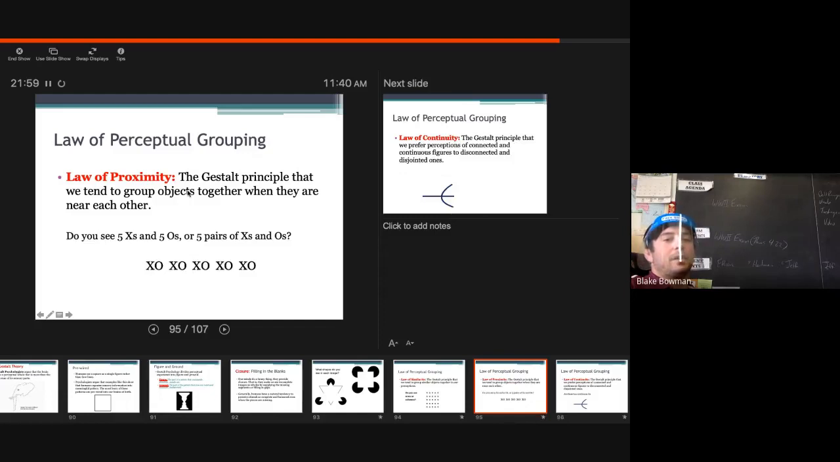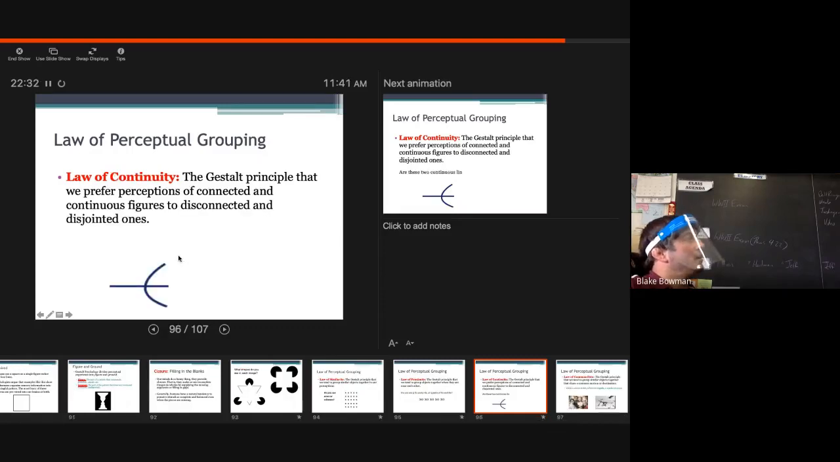All right, proximity, very similar to similarity, but it's the principle that we tend to group objects together when they are near each other, when they're closer together. So we probably group X and O together as one grouping, rather than combining this whole line of X's and O's together. I would use the law of proximity. Say there's one group of X and O, there's another X and O group, and we can separate that way.